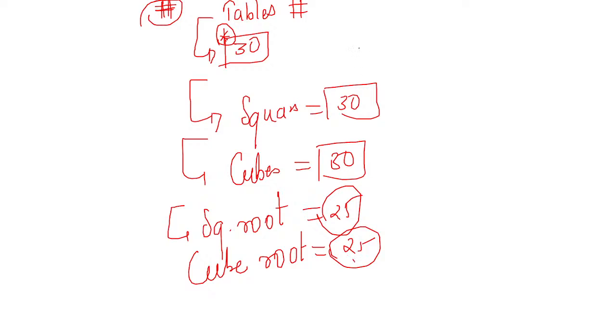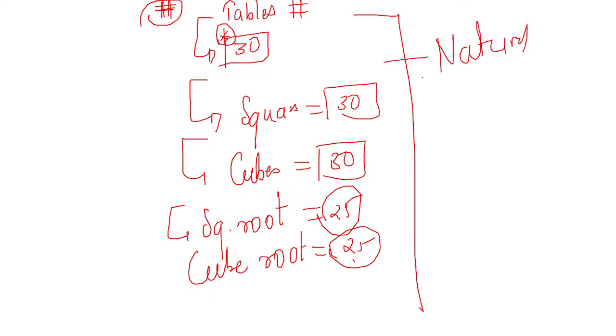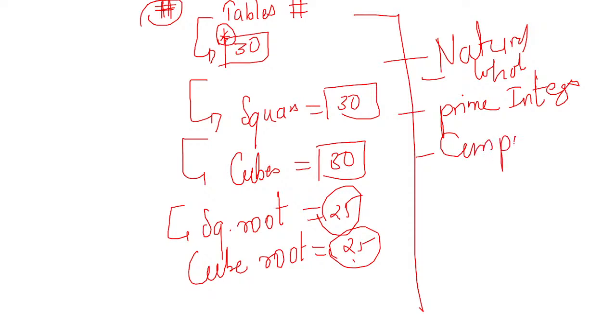Okay. Later on, here you should know what are natural numbers. Even if you don't know, I'll explain you in tomorrow's lecture. What are whole numbers? What are prime numbers? What are integers? Okay. Later on, you should know what are composite numbers. What are real numbers? Okay, you should know each and everything about basically types of numbers. Okay, done.